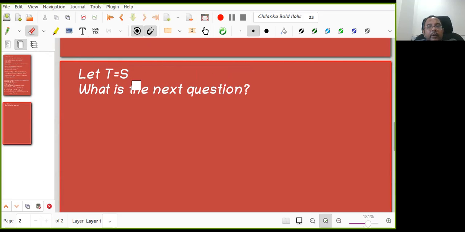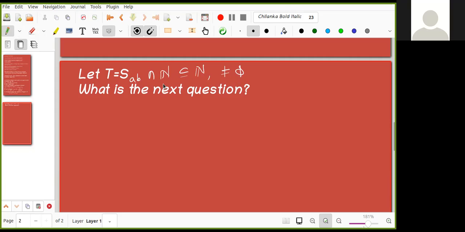Actually, I need to write AB, since I am using AB here: S_AB intersection N. It is a subset of natural numbers and it is non-empty, not equal to empty. Why is it non-empty? We found a positive integer in S_AB, so it is in the intersection. So it is non-empty, and it is a subset of natural numbers.